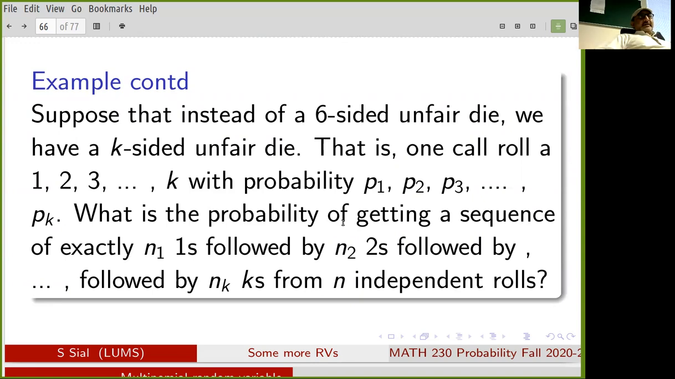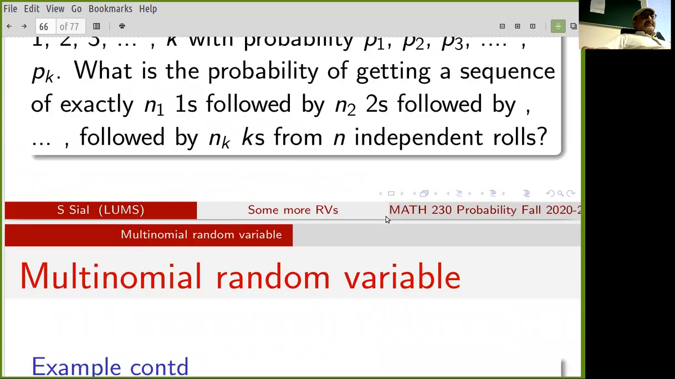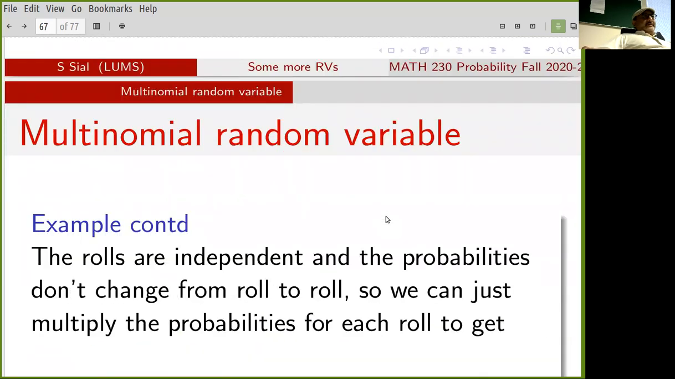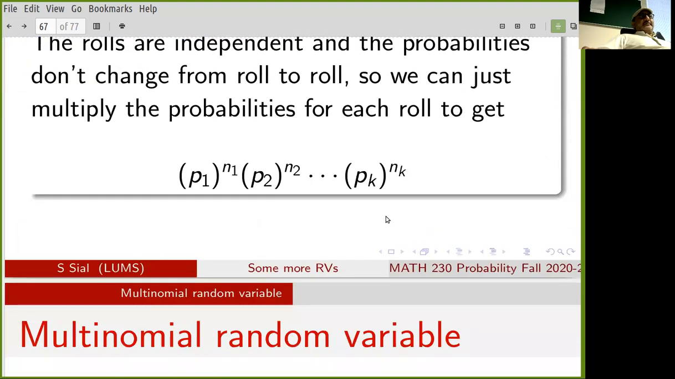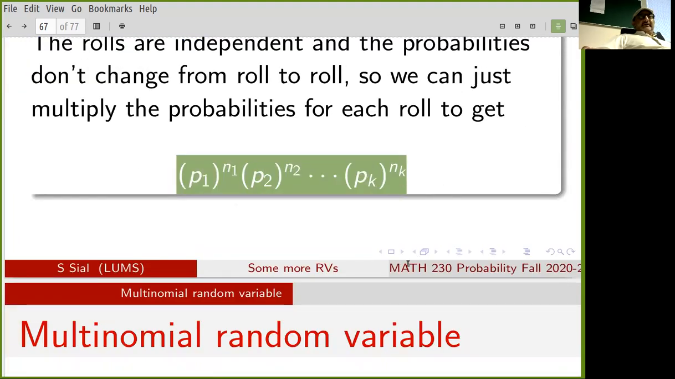As an example, let's say we have a k-sided unfair die. The die can roll a 1, a 2, a 3 up to a result k with probabilities p1, p2, p3 up to pk. What's the probability of getting a sequence of exactly n1 ones followed by n2 twos and so on up to nk k's? Well, it's p1 to the n1 times p2 to the n2 times p3 to the n3 times pk to the nk. Again, we're relying on independence here. Rolls are independent, probabilities don't change from roll to roll. So this is the probability that we get.